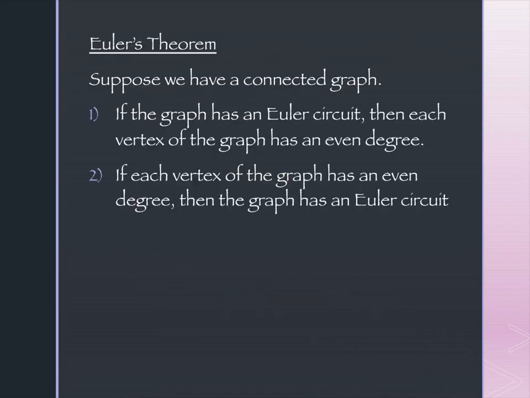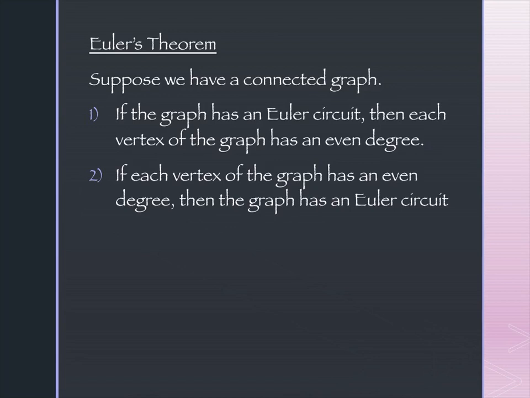Okay, so let's look at Euler's theorem then. Euler's theorem says, suppose we have a connected graph. Remember what connected means? You can get from one point to any other point in the graph somehow. You may have to repeat things or do weird stuff, but you can get there. So we have a connected graph.